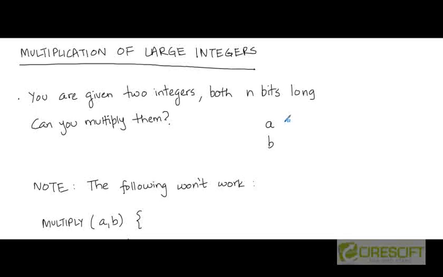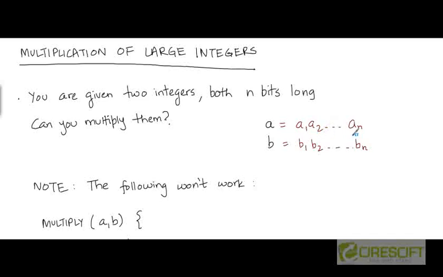So we can write a as a sequence of n bits, and we can write b as a sequence of n bits as well. A is written as A1, A2, and so on till An. B is written as B1, B2, and so on till Bn. Each Ai or Bi is a single bit, either a 0 or a 1.